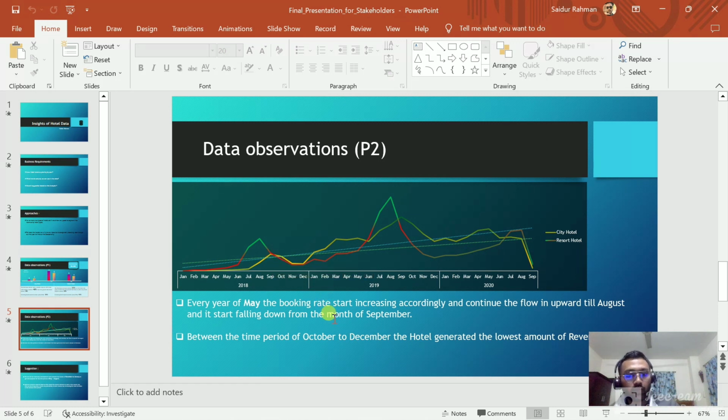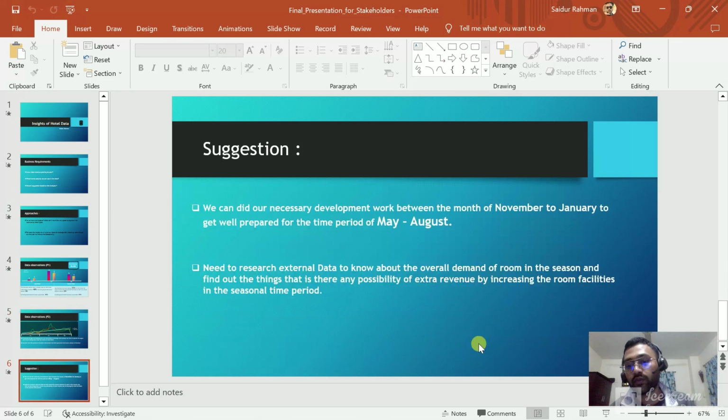From that we can see that every year from May to August the revenue increased rapidly, and then it fell down gradually, coming to the second season of the next year. So we can conclude that between October and December the hotels generated the lowest amount of revenue.